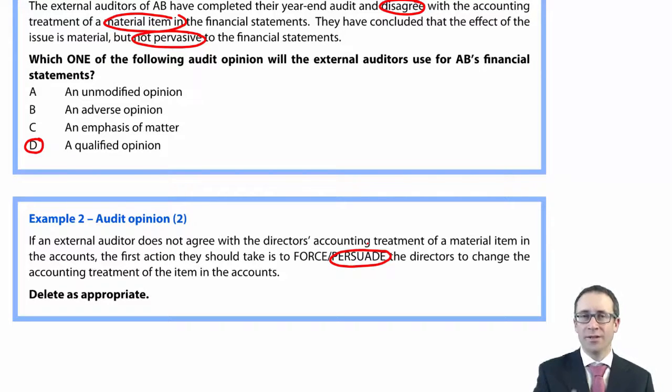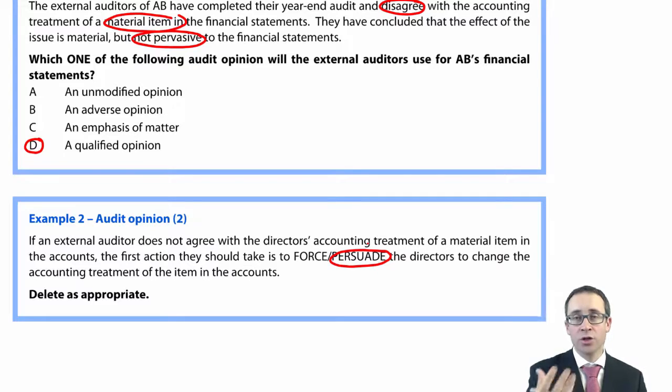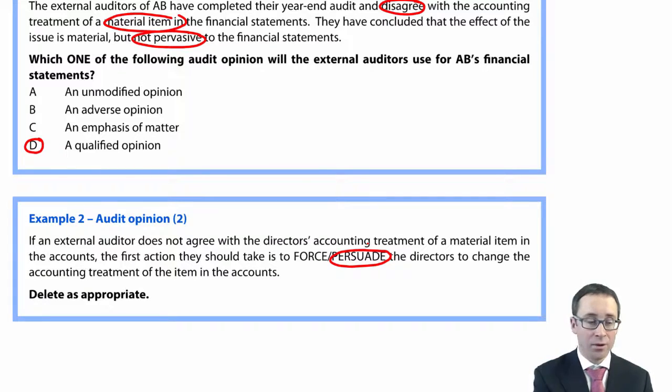You can't physically go in there and say, right, you have to change this, or else I am going to do X, Y, and Z. You can try and persuade them, okay. Explain why they should do it. Explain what is wrong, okay. How they can adjust it, what the impact would then be, and then explain, well, if we don't do this, then this is the opinion that we would have to put in. Again, it is material, so we're likely to start looking at a qualified opinion, provided that it is not pervasive, okay.